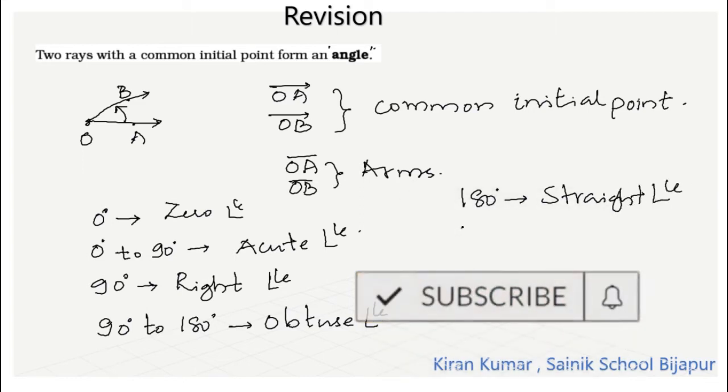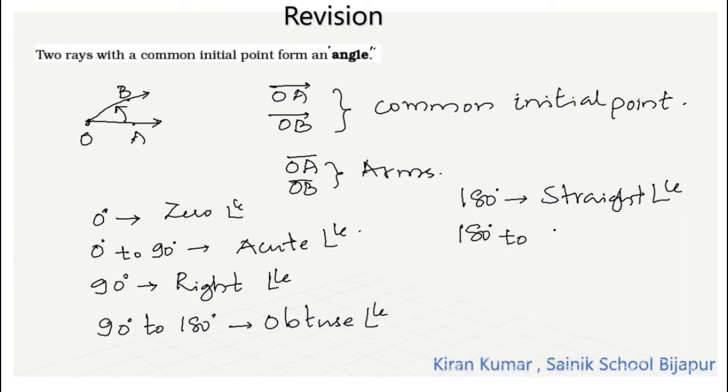If the angle measure is between 180 degree to 360 degree, it is called as reflex angle. If the angle measure is exactly 360 degree, it is called as complete angle.